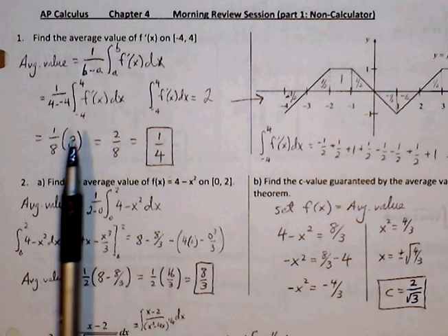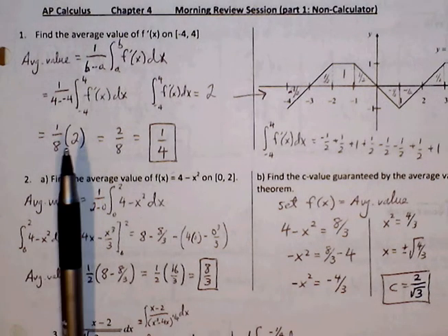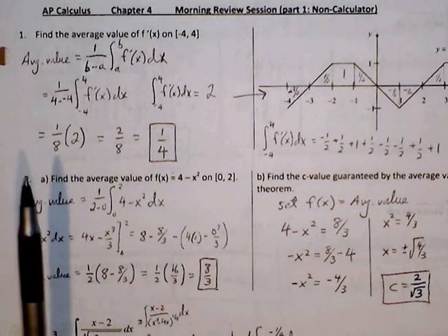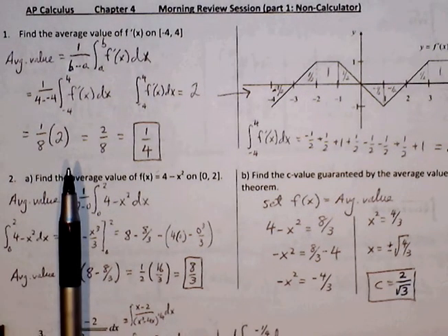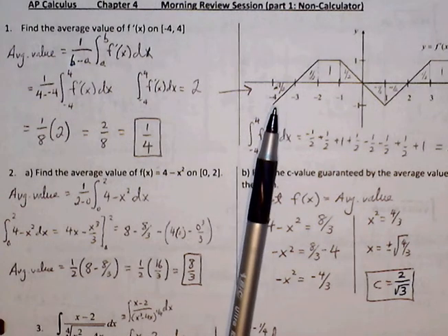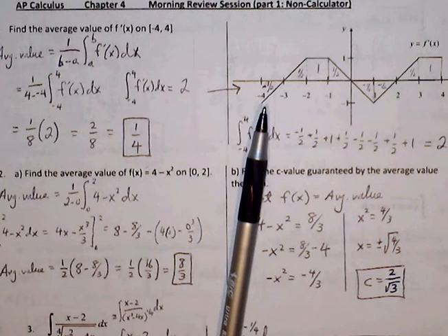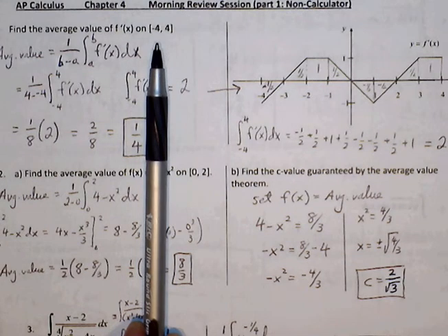All right, this is Chapter 4 test review. This is a morning review session from Part 1, the non-calculator portion. So number 1, find the average value of f prime, and f prime is given in this graph here, on the interval from -4 to 4.